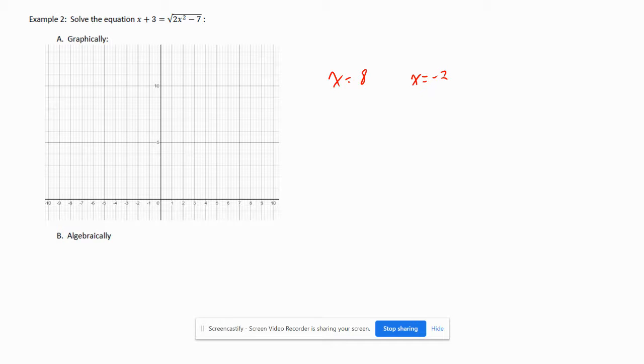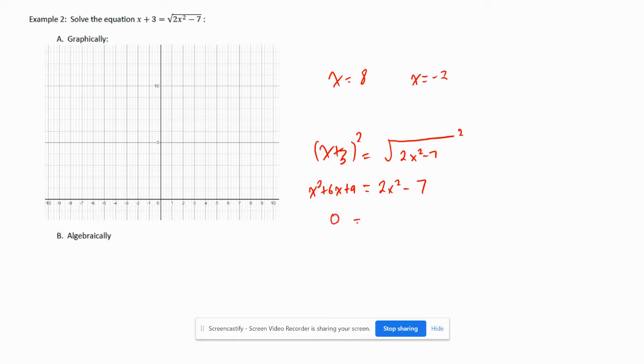So we have x plus 3 equals square root of 2x squared minus 7. That's going to do this work here. X plus 3 equals square root of 2x squared minus 7. If I square both sides, we get x squared plus 6x plus 9. That's what happens when you square x plus 3, equals 2x squared minus 7.